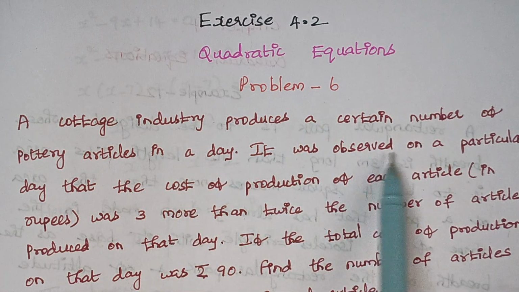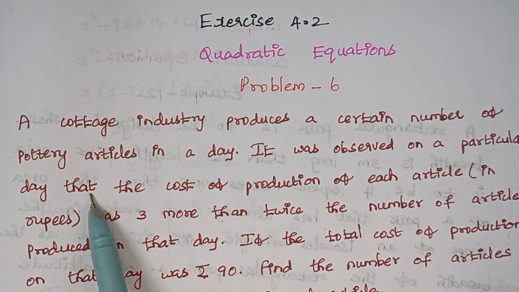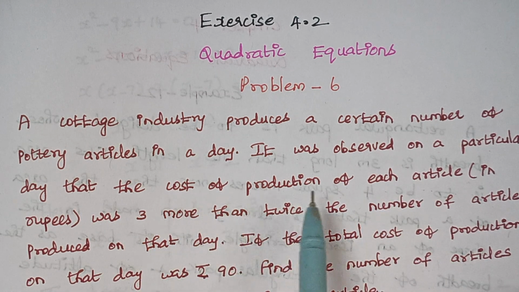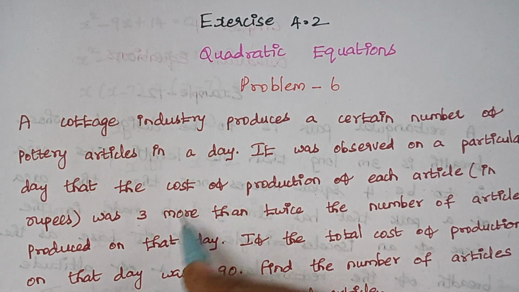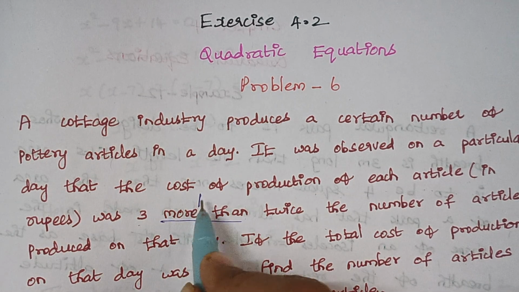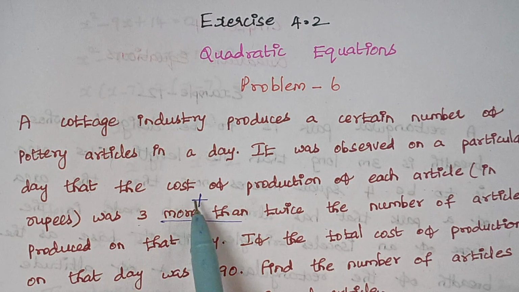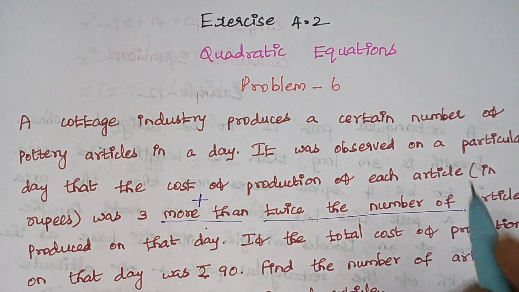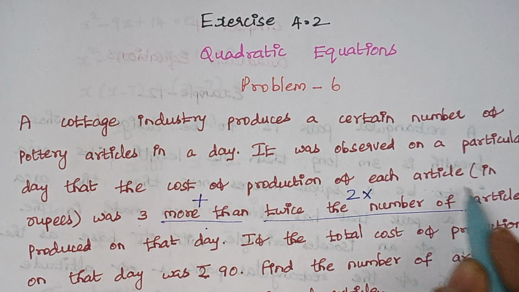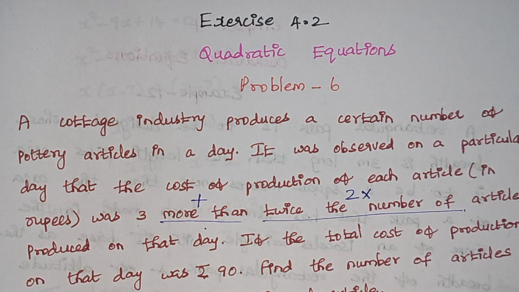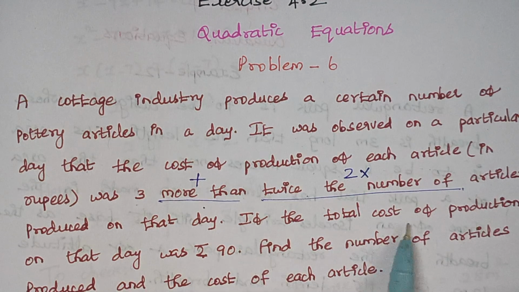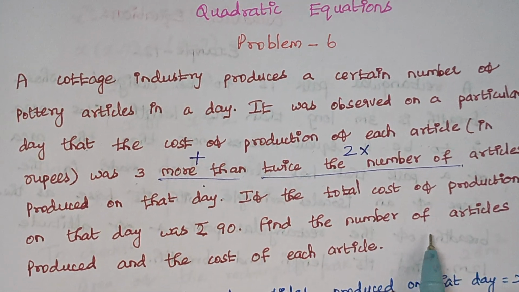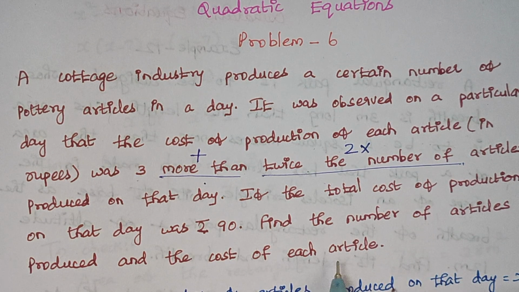Fine. It was observed on a particular day that the cost of production of each article, okay, here comes the production cost, was 3 more than. What do you mean by more than here? It indicates a plus. 3 more than twice the number of articles. So here twice the number of articles gives 2 times the number of articles. Fine. Now, if the total cost of production on that day was rupees 90, find the number of articles produced and the cost of each article.